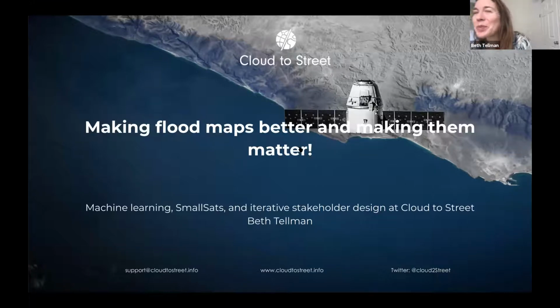I've condensed a little bit of the technical talk, and I'll send you to some of our published papers for those results, because we also work a lot with the World Food Program and tried to coordinate a little bit what we really wanted to discuss at this event. So I'm going to talk more about actually using flood maps for decision making, and I'll do a little bit on machine learning and SmallSats at the end.